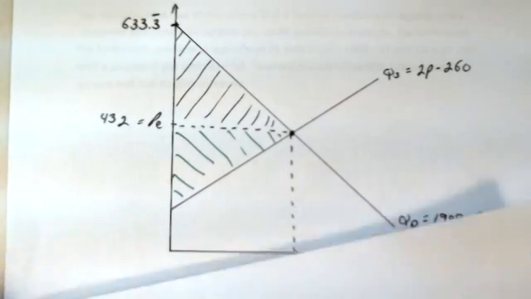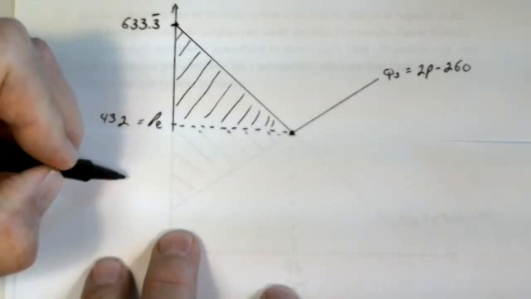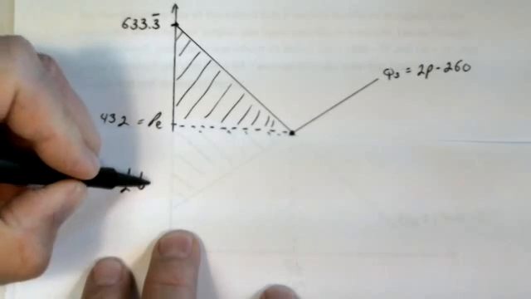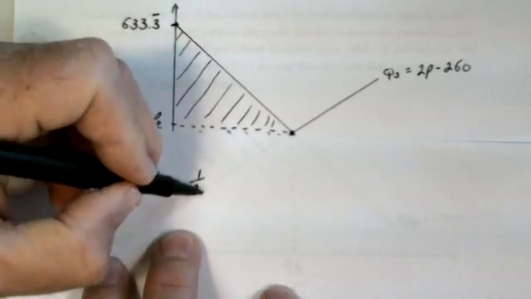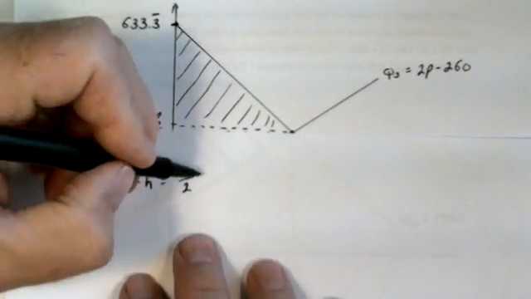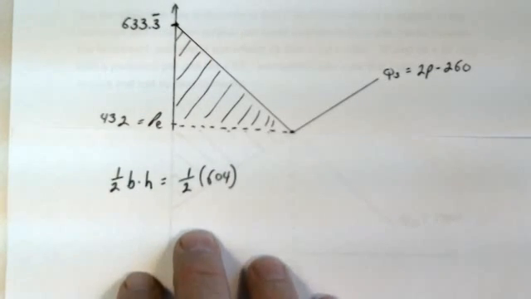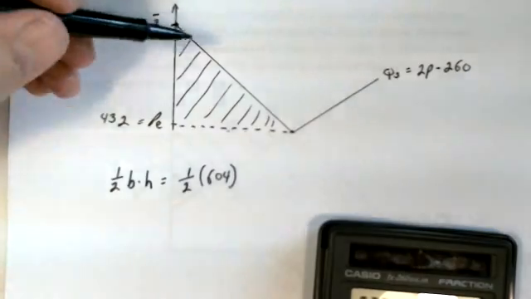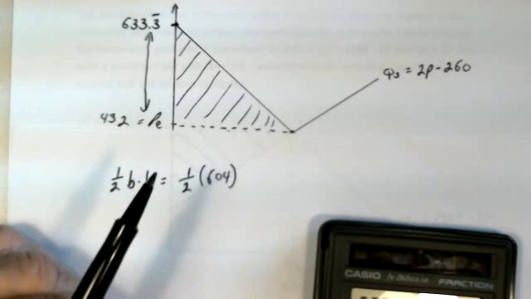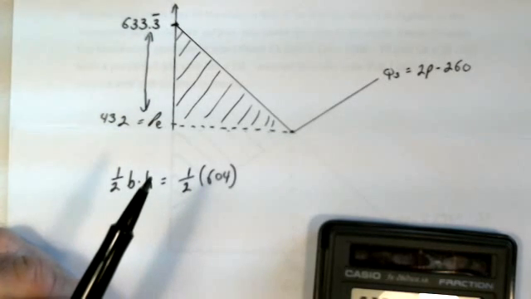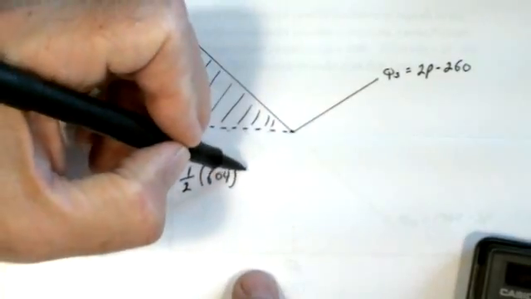Okay, so now I can find consumer surplus. Consumer surplus is the area of that triangle, and the area of any triangle is 1/2 the base times the height. So it's 1/2. The base was 604. And the height is the difference between 432 and 633 and a third. So this is the height right here. So I get the height is 201 and a third.